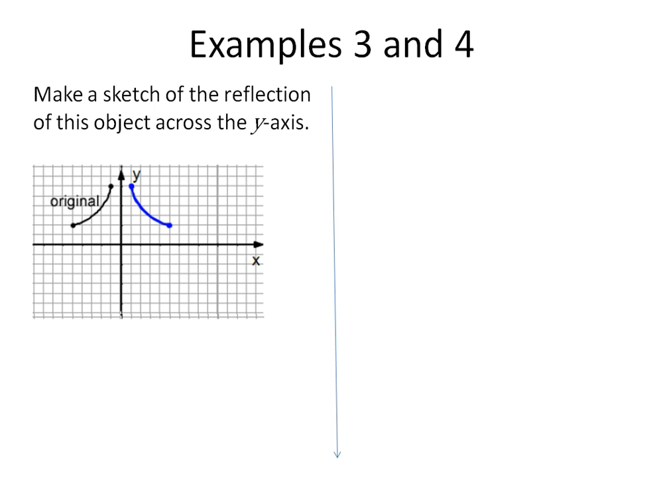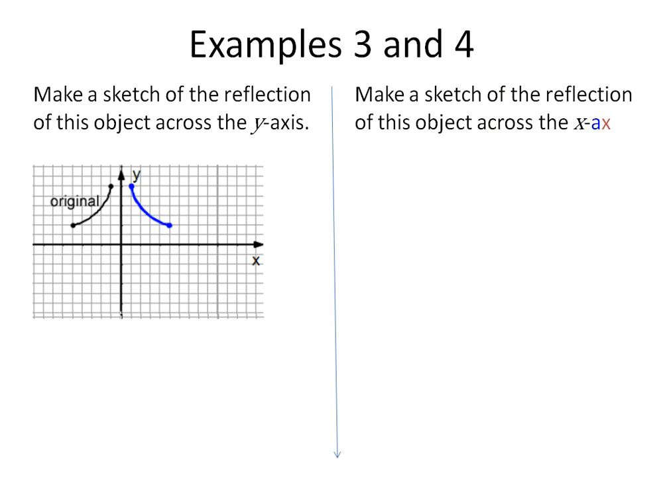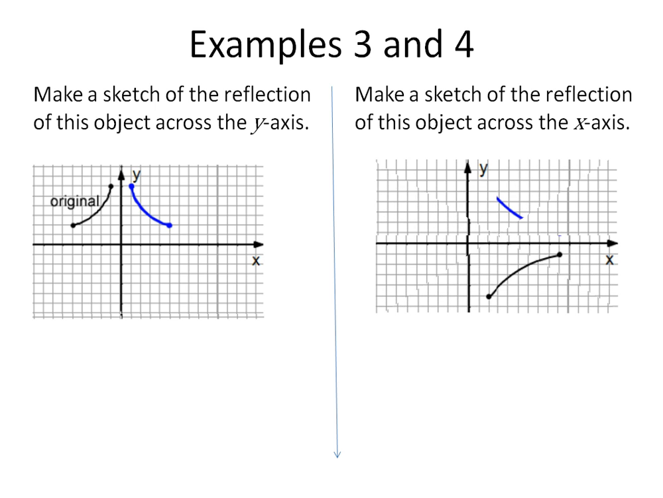Example 4, they want us to make a sketch of the reflection of this object across the x-axis. Once again, we find the 2 points and connect them with an arc. Notice it's the same thing we did before. Find the distance to the axis and then go that same distance to the other side and then connect them with the arc.